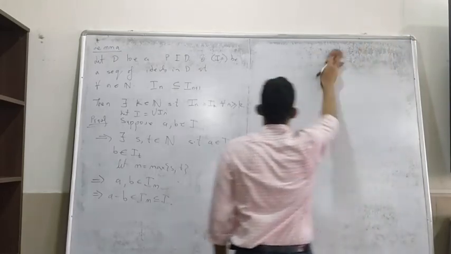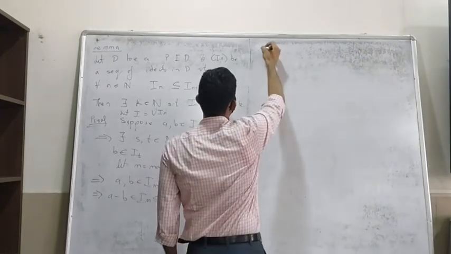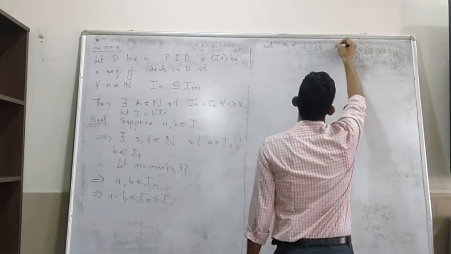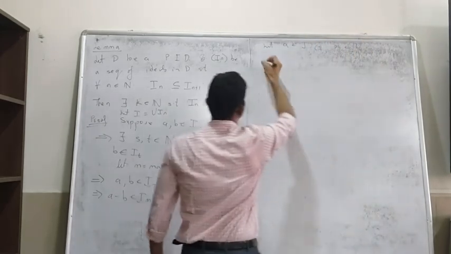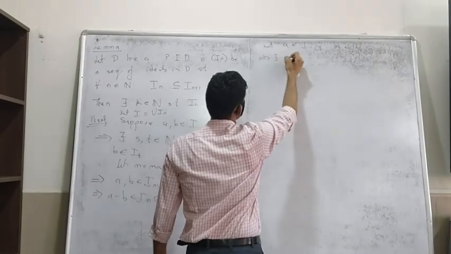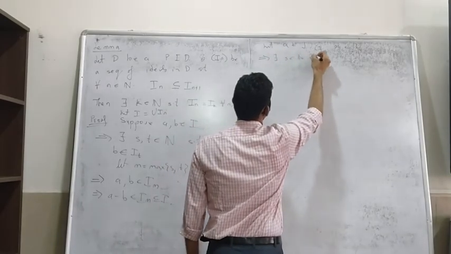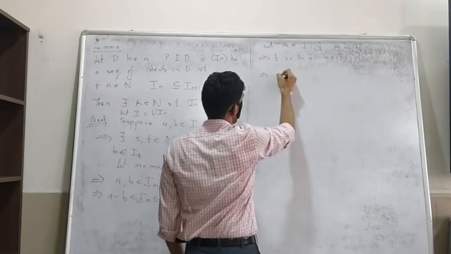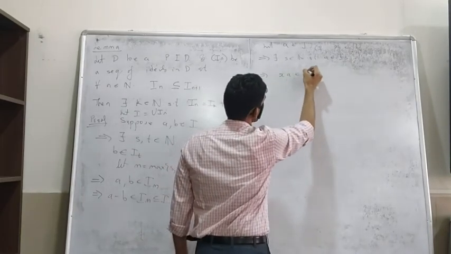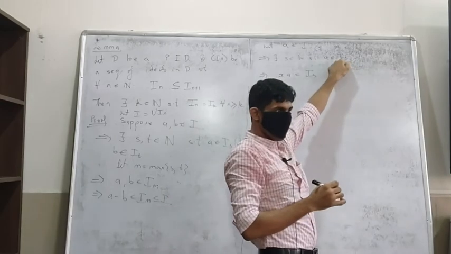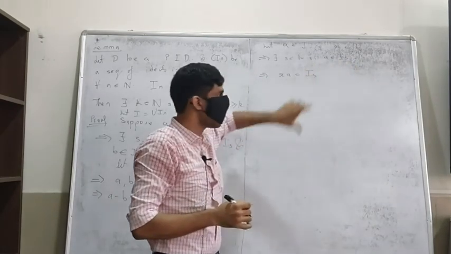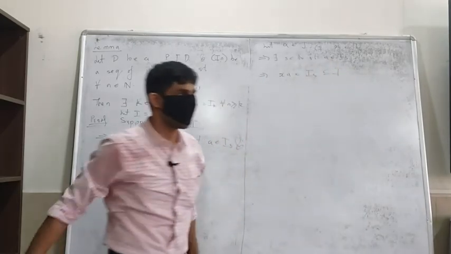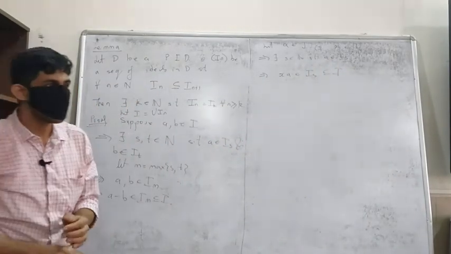So that's the additive subgroup. Next, you can take any A in I and X in D. This will mean that there exists some S in N such that A belongs to IS. But if A is in IS, then XA will be in IS, because this is an ideal, right? So if A is in IS, X times A will be in IS, but then this is contained in I. So that proves that I is an ideal.